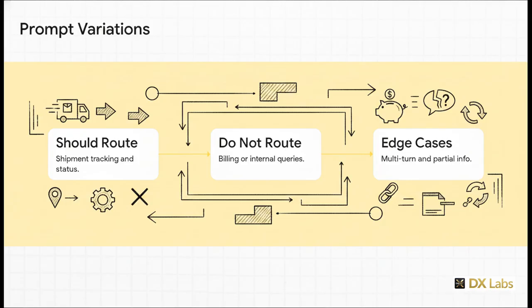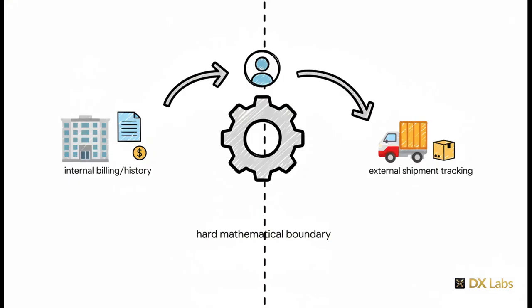And finally, hit it with edge cases. Throw partial information or multi-turn follow-ups at it, like asking, well, what does in transit actually mean? This is exactly how you stress test the boundary conditions of your system. Let's see how this actually plays out in a real logistics scenario. Let's look at a pretty standard industry architecture.